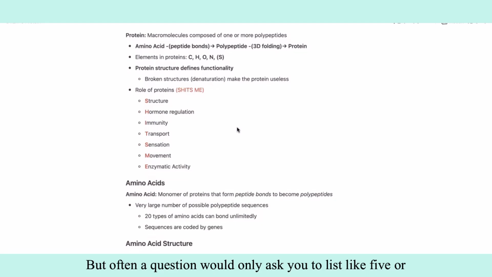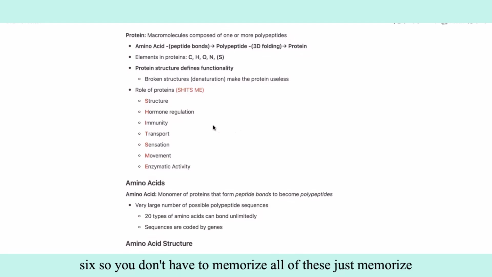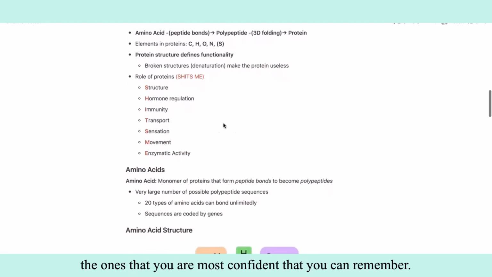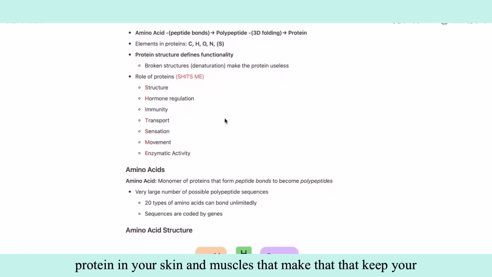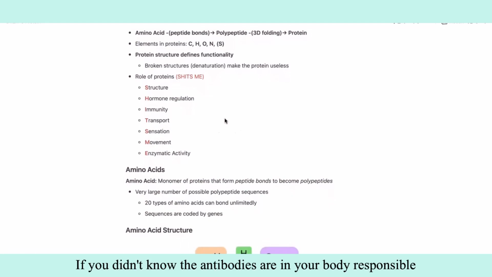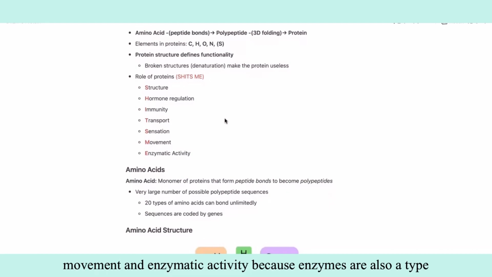There are seven big roles of proteins, and you can memorize them by the acronym SHITSME. But often a question would only ask you to list 5 or 6, so you don't have to memorize all of these, just memorize the ones that you are most confident you can remember. The first one is structure, like structural proteins in your skin and muscles that keep your structure stable, and also hormone regulation and immunity. If you didn't know, the antibodies in your body responsible for immunity are also made of protein, and there are transport proteins, and proteins responsible for sensation and movement, and enzymatic activity, because enzymes are also a type of protein.